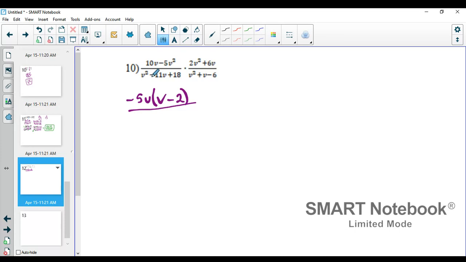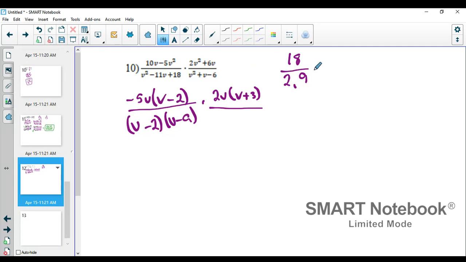And now we're going to factor this v squared minus 11v plus 18. So just to make it shorter, the factors of 18 to get 11 are 2 and 9. So we have v minus 2 and v minus 9, because that's the only way to get negative 11. Now, over here, in our numerator, their common factor is 2 and v. So 2v squared divided by 2v is v. 6v divided by 2v is 3, so we have plus 3.